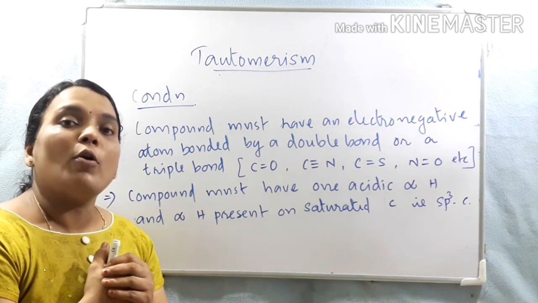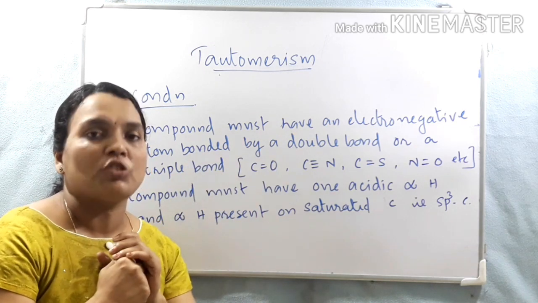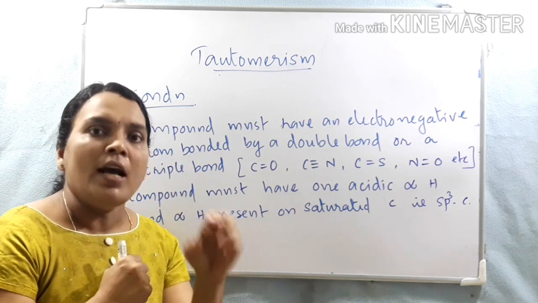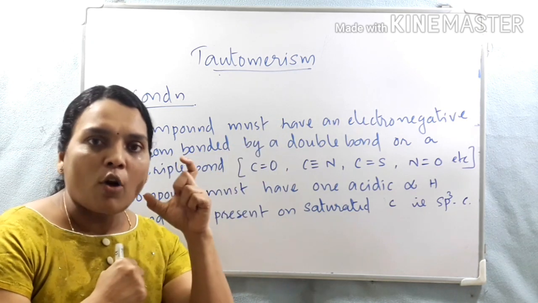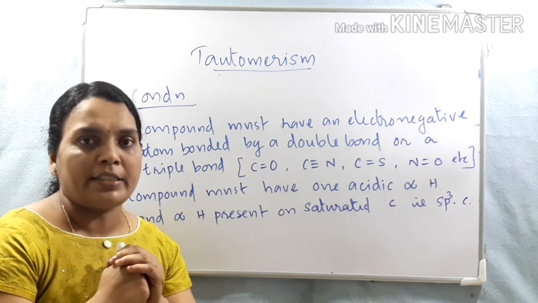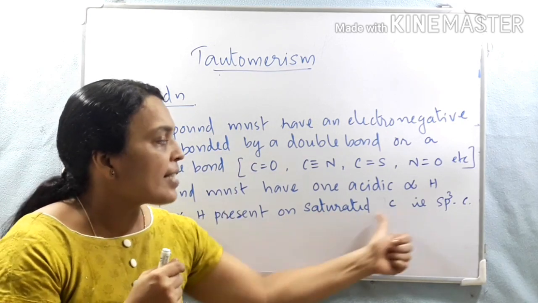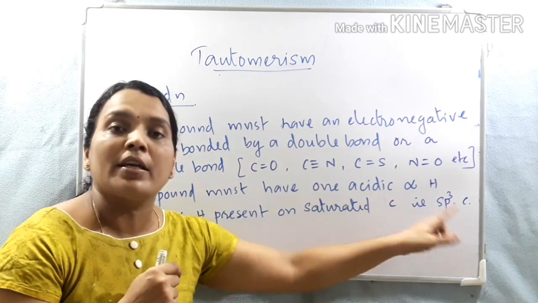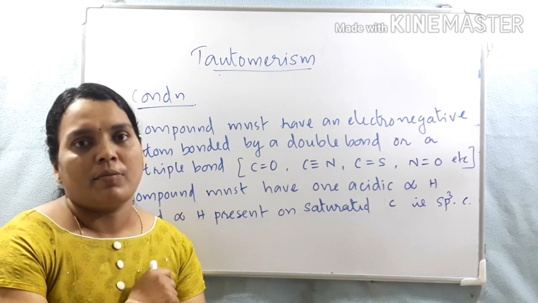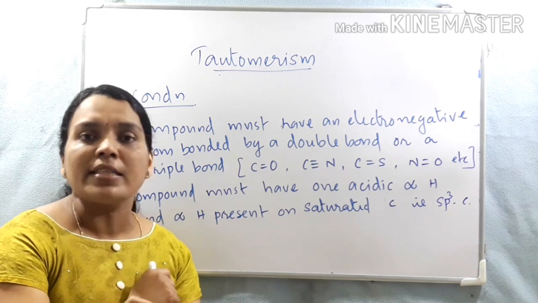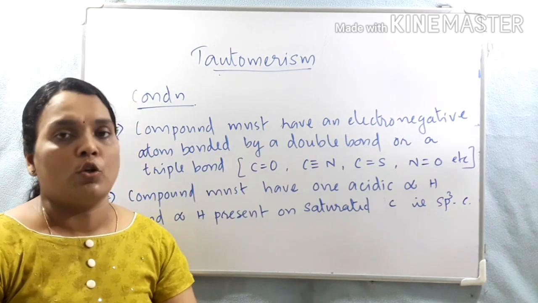That is, the compound must have an alpha hydrogen. That means the carbon which is directly attached to the functional group is called the alpha carbon. The hydrogen present on the alpha carbon is called alpha hydrogen. So that compound must have an alpha hydrogen, and that alpha carbon should be a saturated carbon, meaning the hybridization of that carbon is sp3. Clear? So that is the condition for tautomerism.